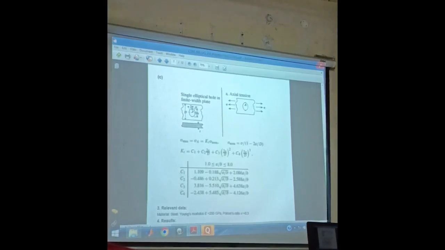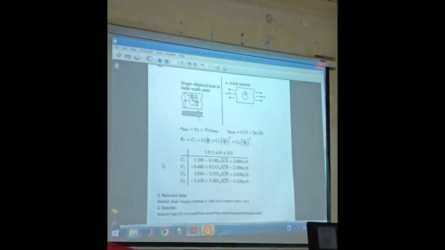Now C1, C2, C3 and C4 terms we calculate, provided A by B ratio is less than 8. It is varying from 1 to 8. Once I have C1, C2, C3 from this expression, I can calculate Kt. From the finite element I can get sigma max. Sigma nominal I can calculate from this theory. Then I can compare the theoretical value to the finite element value.